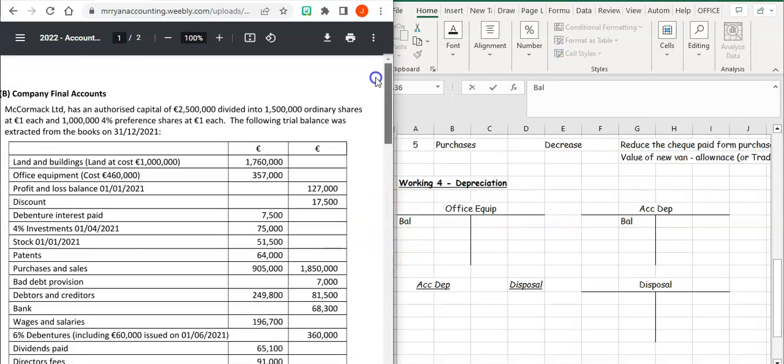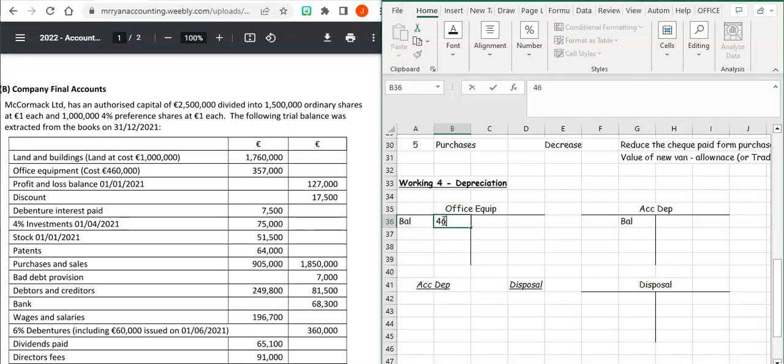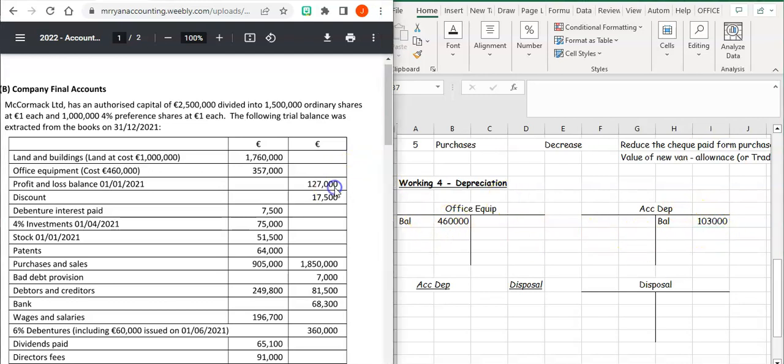So we go back and have a look at our trial balance, find office equipment. So office equipment cost us $460,000. Now office equipment is an asset, so to increase an asset, we stick it on the debit side. So $460,000. We know that your accumulated depreciation is an asset with a credit balance, so you stick it on the credit side. Your accumulated depreciation is the difference between your cost and the value of our office equipment at the moment. So it's going to be $460,000 minus $357,000, and that's how much depreciation we've paid so far. So that's the first thing we're going to do, put in our opening balances.